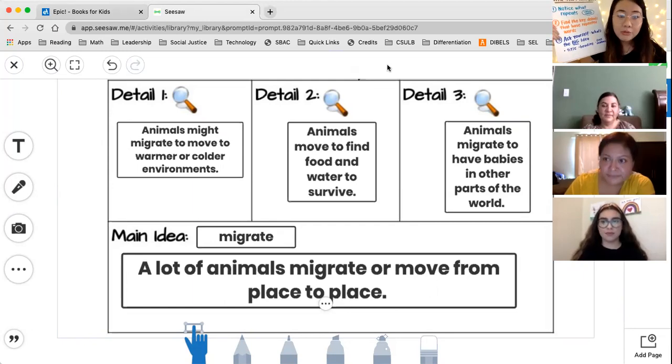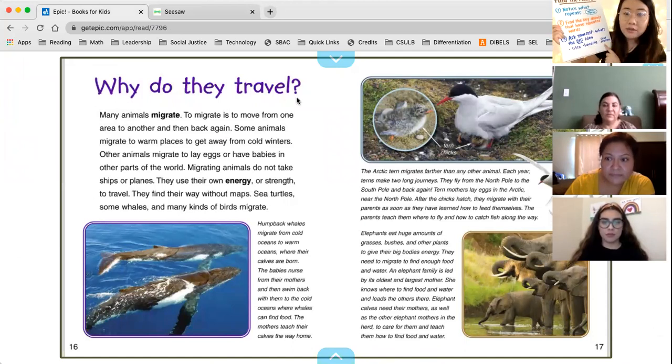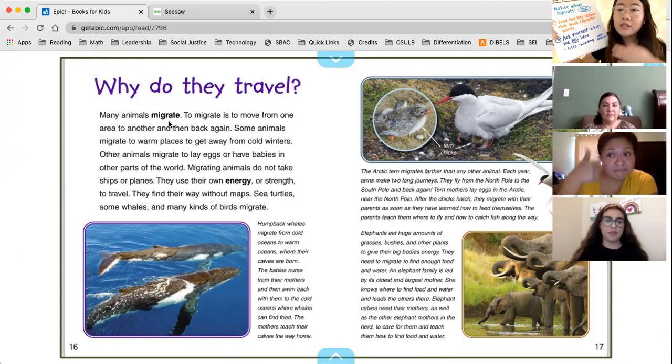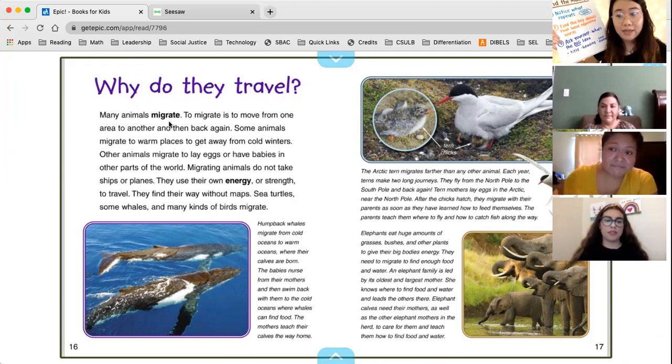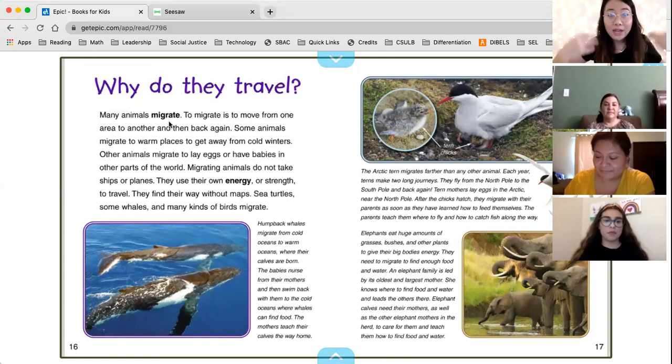And I just wanted to show you really quickly, if we look at the heading over here, why do they travel? That also adds to our main idea. Why are they migrating, right? So that heading really helped us with the main idea already. And if we looked at the first sentence, it tells us many animals migrate. Again, supporting our thinking of that's the main idea. So I love that our authors are so creative in finding such cool ways for us to identify the main idea. And so now it's your turn.